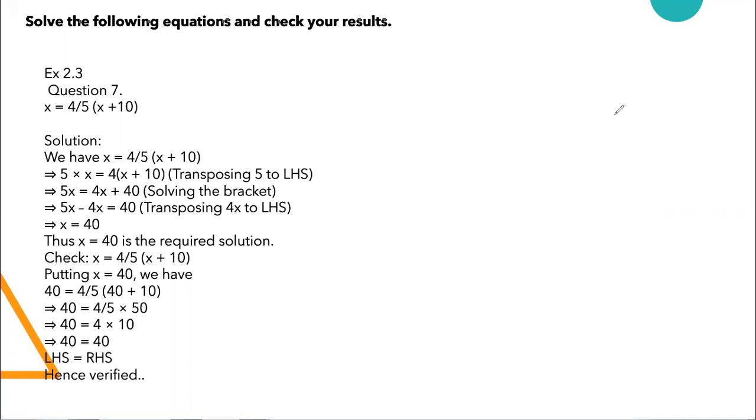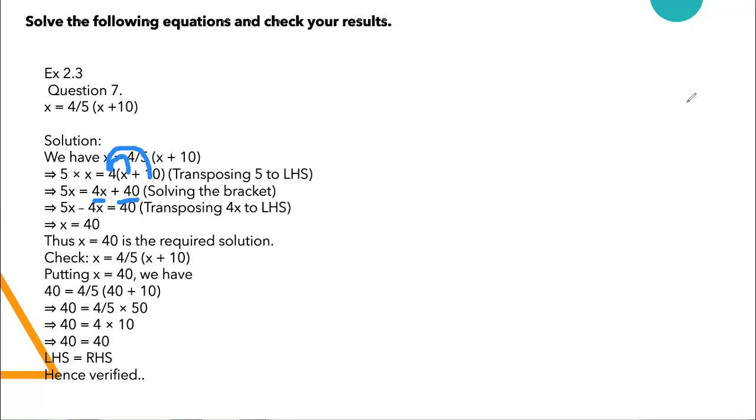So now I'll be going on with the solution part. Since we have x equals 4 divided by 5 (x plus 10), first we'll be transposing 5 to the LHS part. So when you transpose division to the other side, what does it convert to? Multiplication, isn't it? So that's why we have 5 multiplied to x, which equals 4 (x plus 10). Now how do you solve this bracket? It's quite simple. 4 into x, which gives you 4x, and 4 into 10, which gives you 40. That's how we got here.